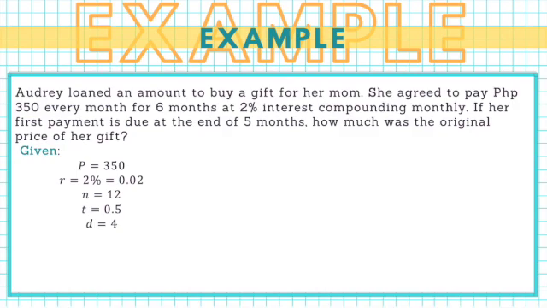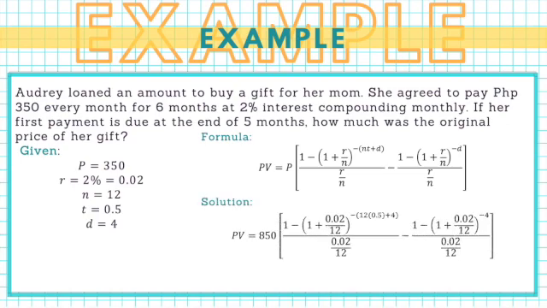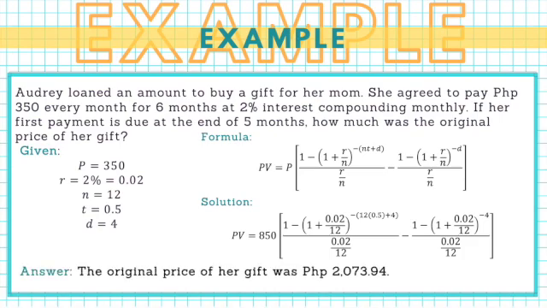Okay? So, since we're talking about the original price of her gift, our formula is the formula for present value. Okay? So, we now substitute our given to our formula, and using our calculators, we can now compute that the original price of her gift was 2,073 pesos and 94 centavos. Now let's have this example.